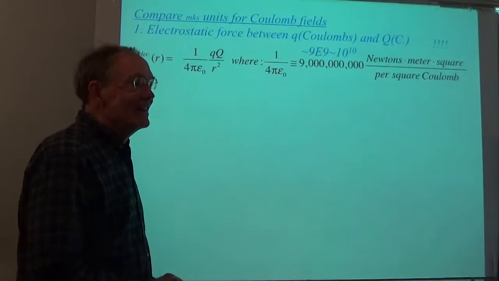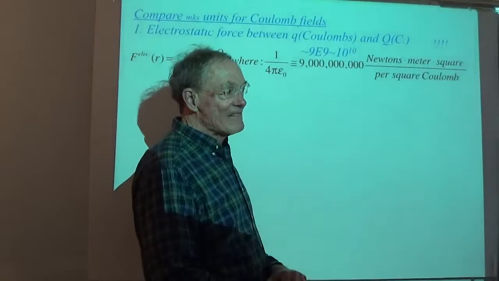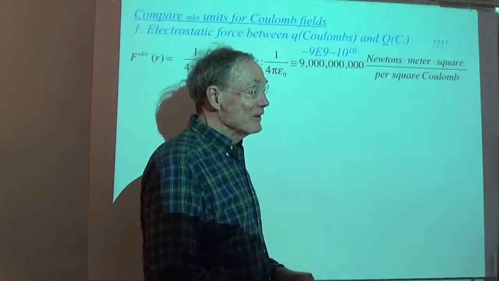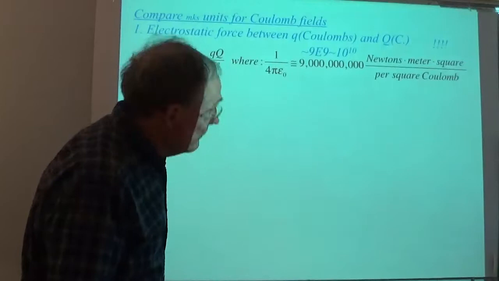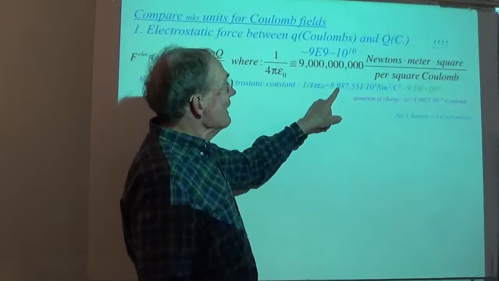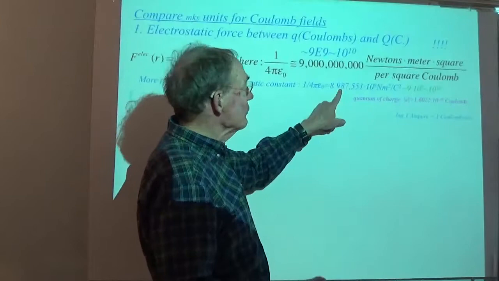It's 9 billion. 9E9, to three figures. This is a very good thing to remember because it's right within the figures that we talk about. What we're talking about is 1 over 4 pi epsilon 0. It's 8.987, so that's 9.0. Solid two figures, almost three, right?